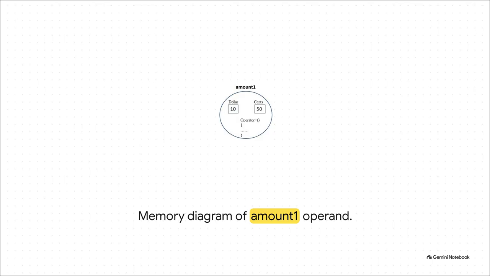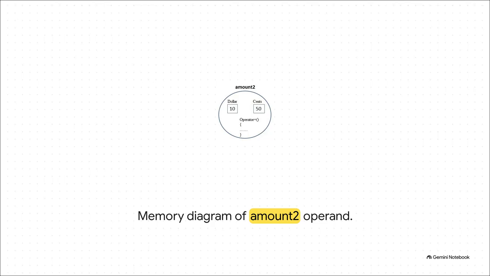This is an instance of a custom currency class we built. Inside its little memory block, it holds two integer values, 10 for the dollars and 50 for the cents. And crucially, it also holds the blueprint for our operator plus member function. Next up, we introduce our second operand, amount2. This object is structured the exact same way, and it also happens to be holding $10.50.